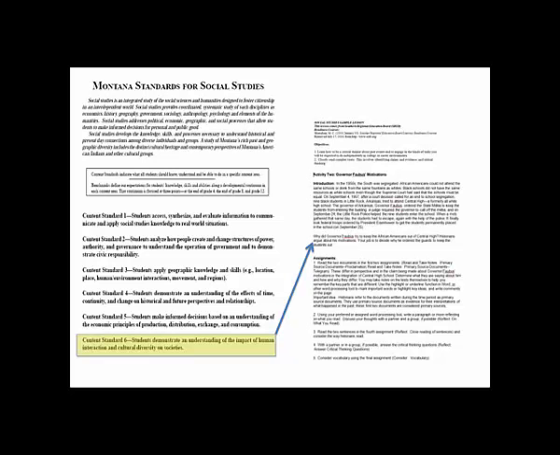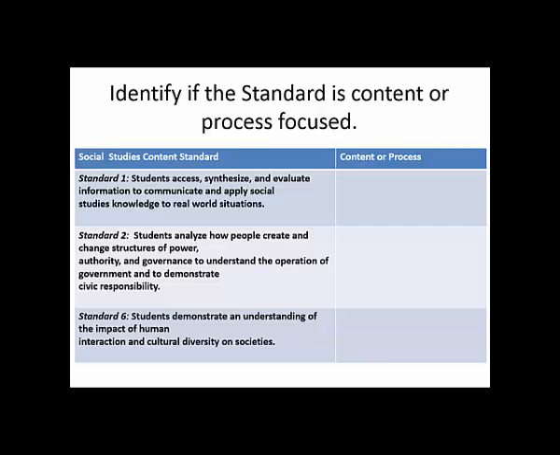This lesson also focuses on the issue of people in power and segregation and the impact it had on states and communities. Therefore, it connects to the Montana Standards for Social Studies Content Standard 6: students demonstrate an understanding of the impact of human interaction and cultural diversities on societies. Standard 6 is then placed in the Social Studies Content Standard column.